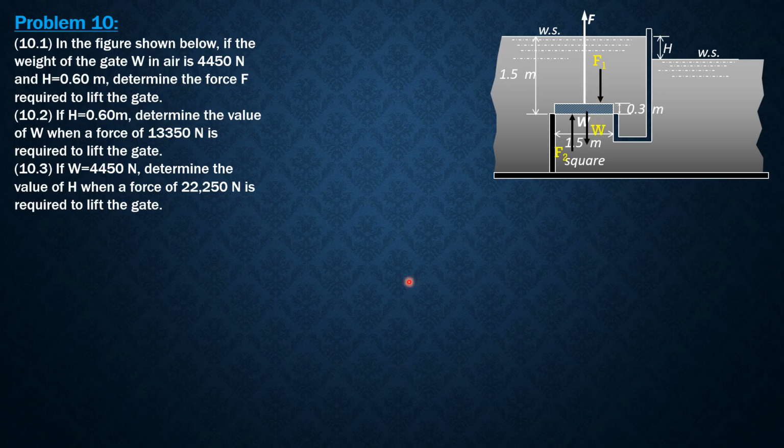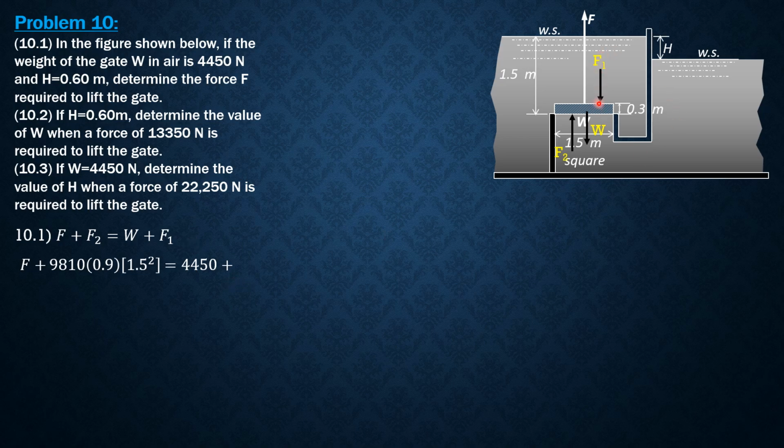Then we have the weight of the gate. So summation of vertical forces equals 0. F plus F2 equals W plus F1. So this is our working equation. For the first question, F plus F2, where F2 is 9,810 newtons per cubic meter, times bar H, where bar H is 1.5 minus big H, which is 0.9, times area, which is 1.5 meter squared, equals 4,450 plus F1.